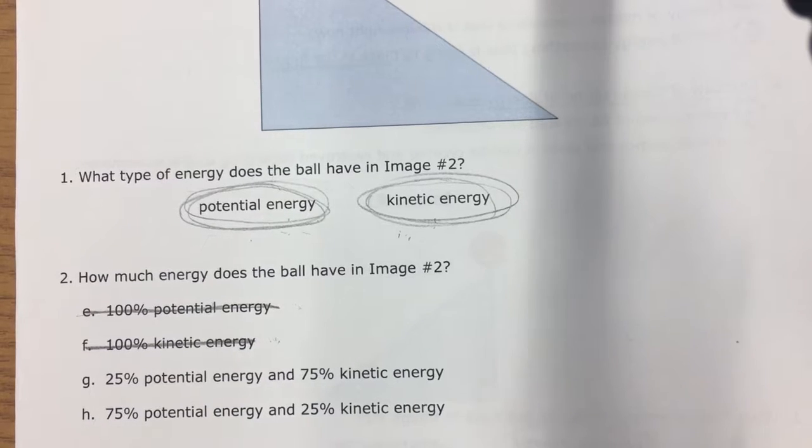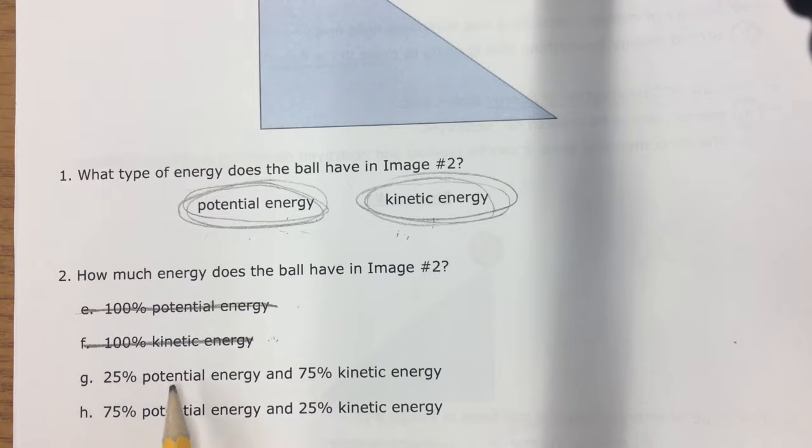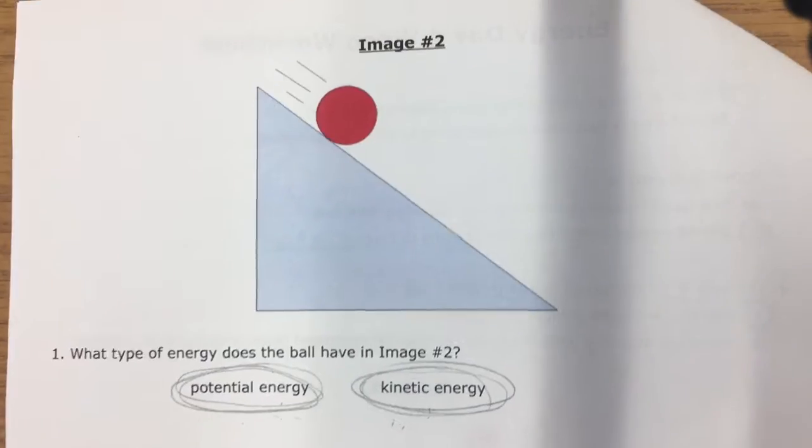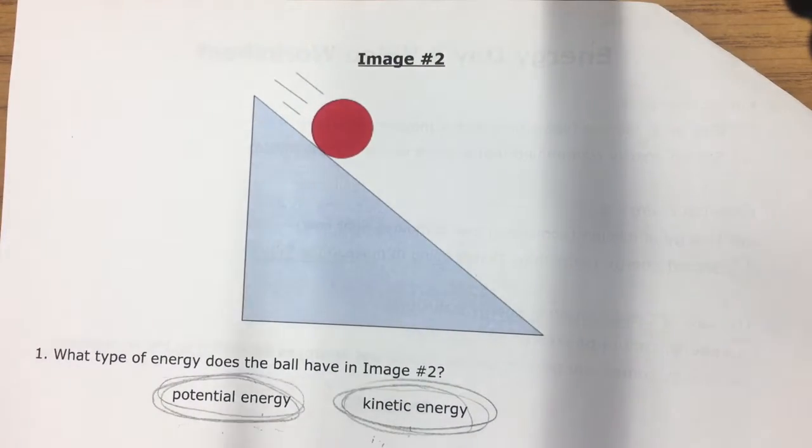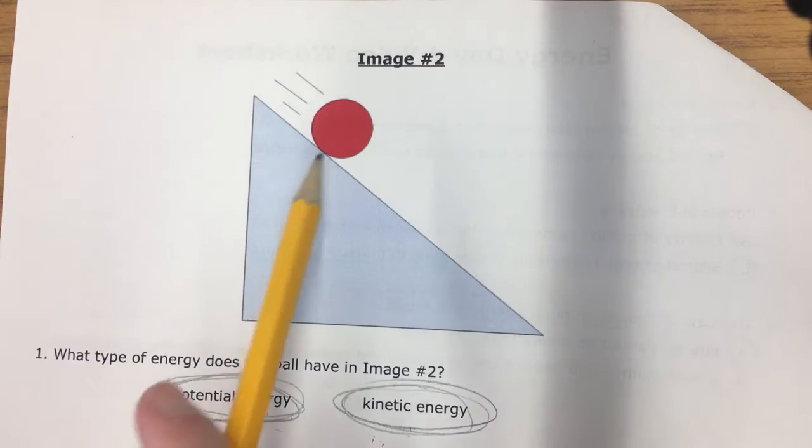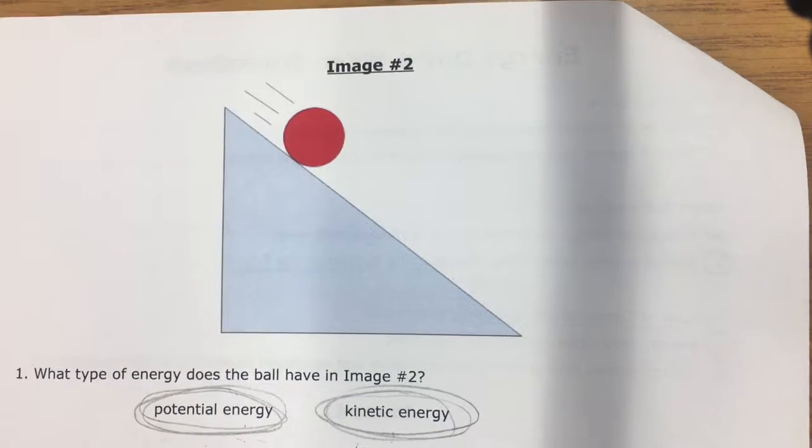Okay, let's look at G and H. 25% potential energy and 75% kinetic energy. Or 75% potential energy and 25% kinetic energy. So we need to go and look back up at the image and decide what it has more of. Does it have more potential energy or more kinetic energy?